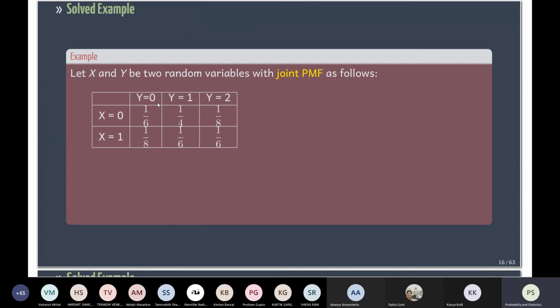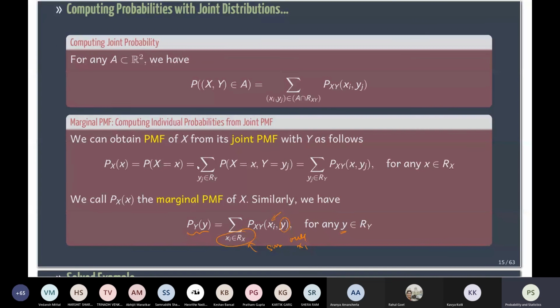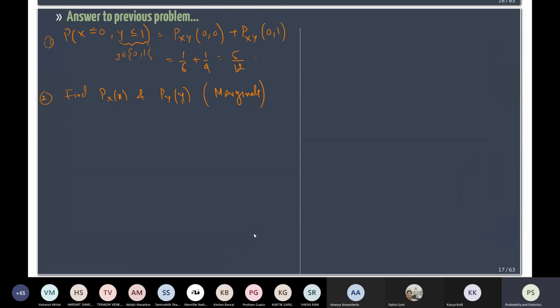You recall, for marginals, you have to sum over. If I have to compute the marginal of x, then sum over y. If I have to compute the marginal of y, then I will sum over all x. So what is to be summed over?